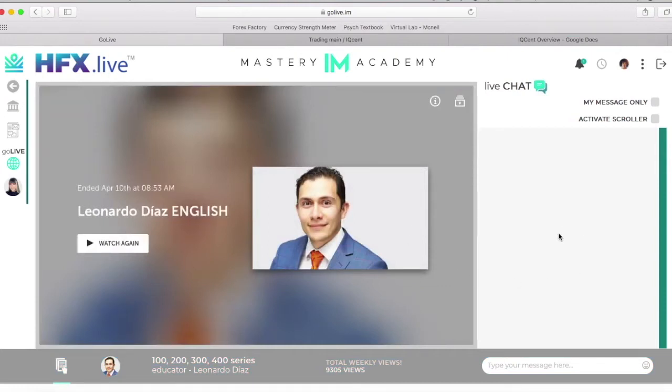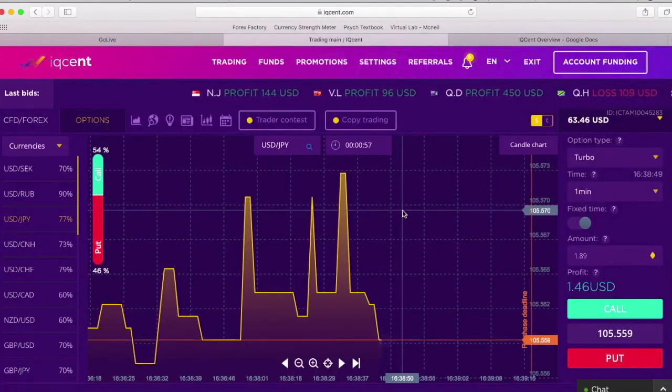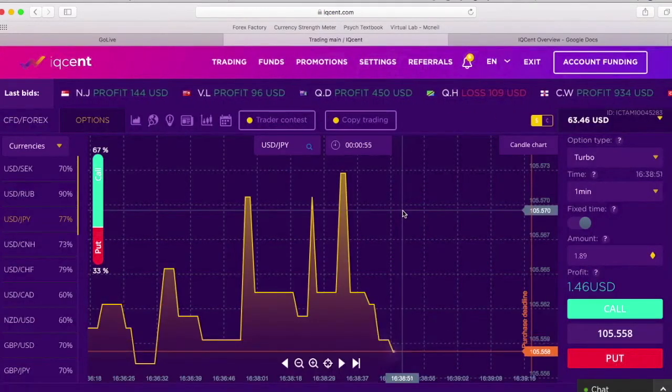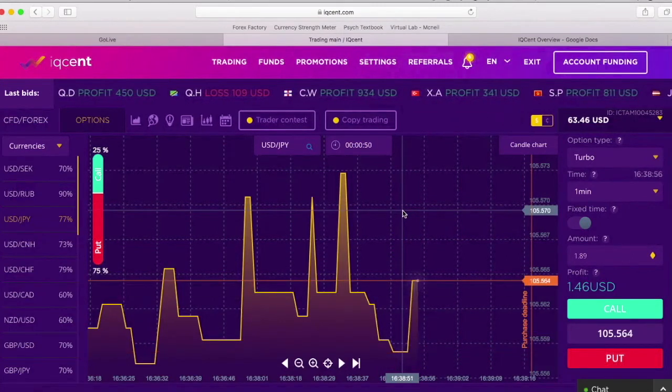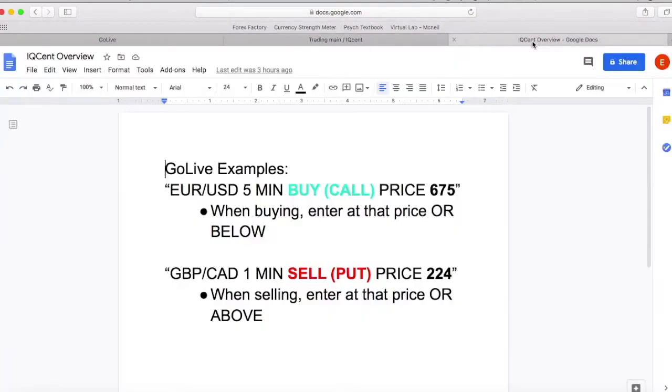Next to the screen, there's a chat box. And this is where he'd be typing in all of the trades that he calls out. So you're going to have this Go Live page open, and you're going to have IQcent open. So let me show you a couple examples of what it would look like in the chat box when an educator calls out trades. Maybe not exactly, but they're going to give the same information. So over here, I have two examples, one buy example and one sell example. They would say something in the chat box like EURUSD 5-minute buy price 675.